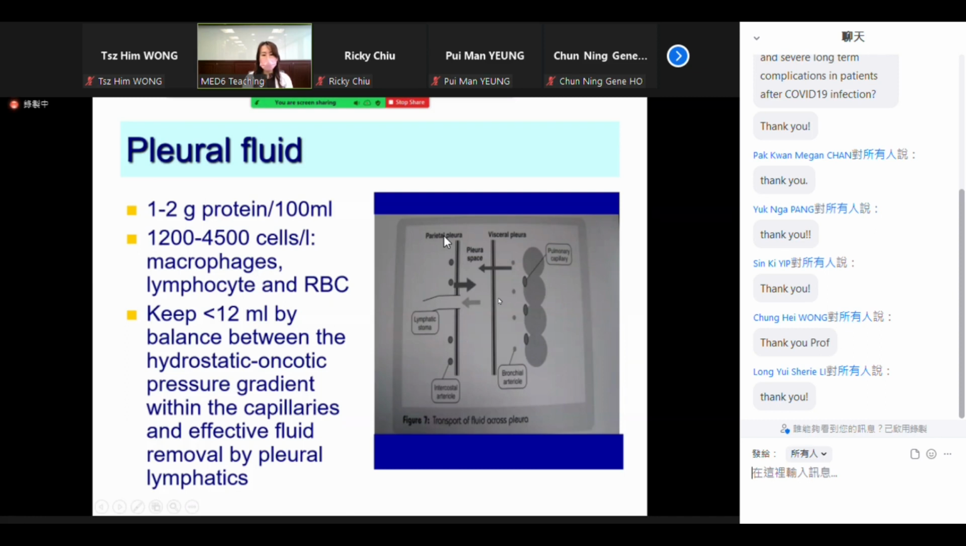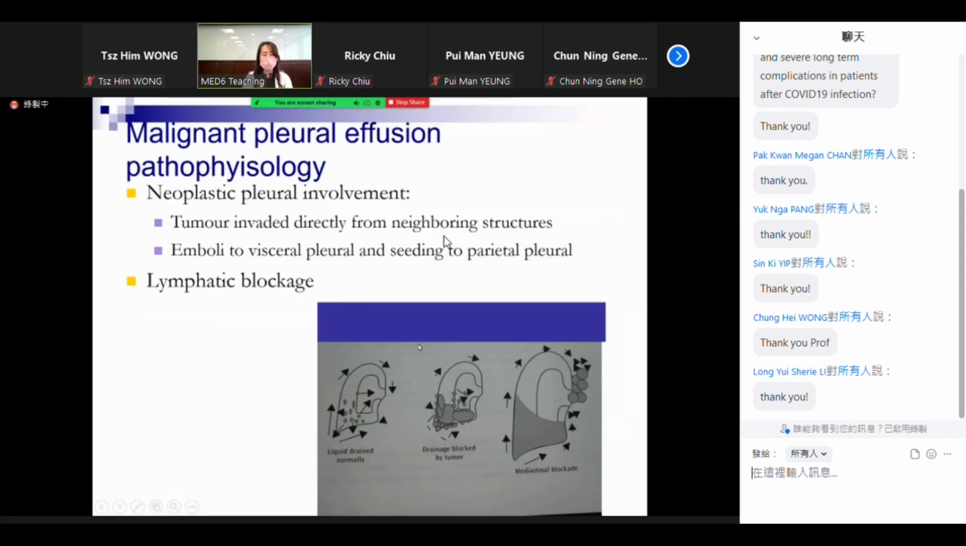And this equilibrium will keep the pleural fluid at less than 12 ml in the cavity. If anything disturbs the balance, it will cause pleural effusion. One of the common types of pleural effusion is malignant pleural effusion. The pathophysiology is that there is malignant pleural involvement.